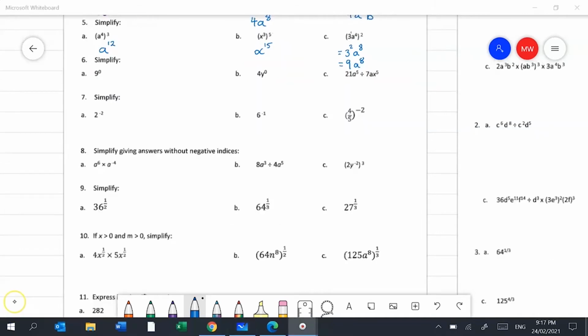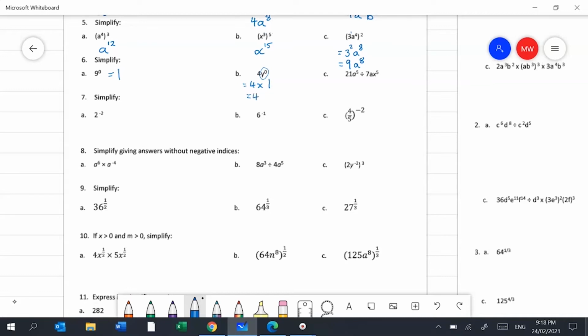Question 6. We've got 9 to the power of 0, and we know that anything to the power of 0 is just 1. We have to be careful though, because in B, we've now got 4 times, funny looking times 1, because y to the 0 is 1, okay? So it becomes 4 times 1, which is 4.